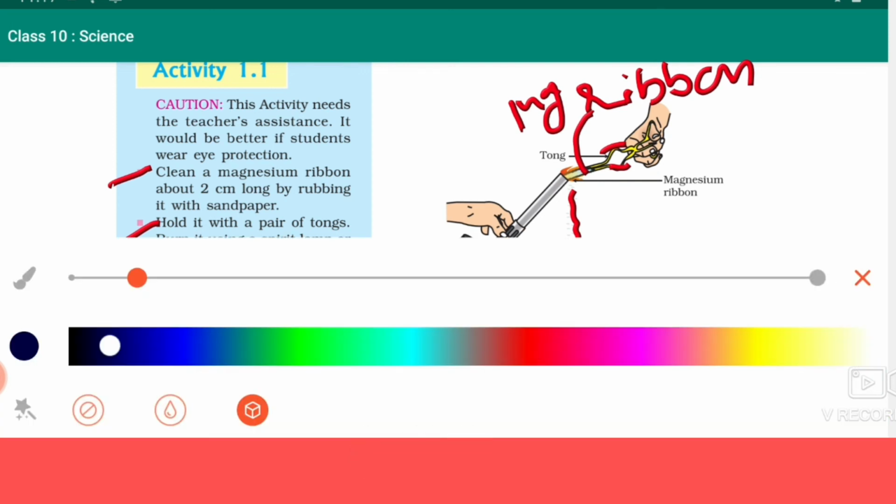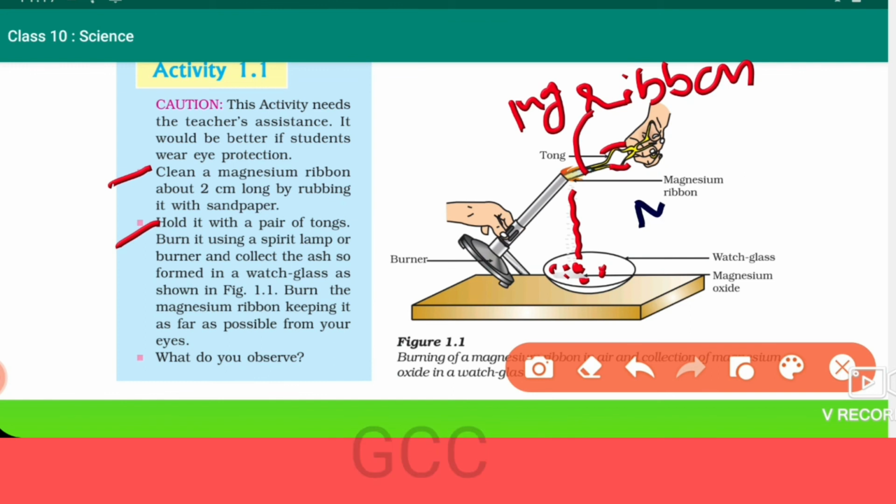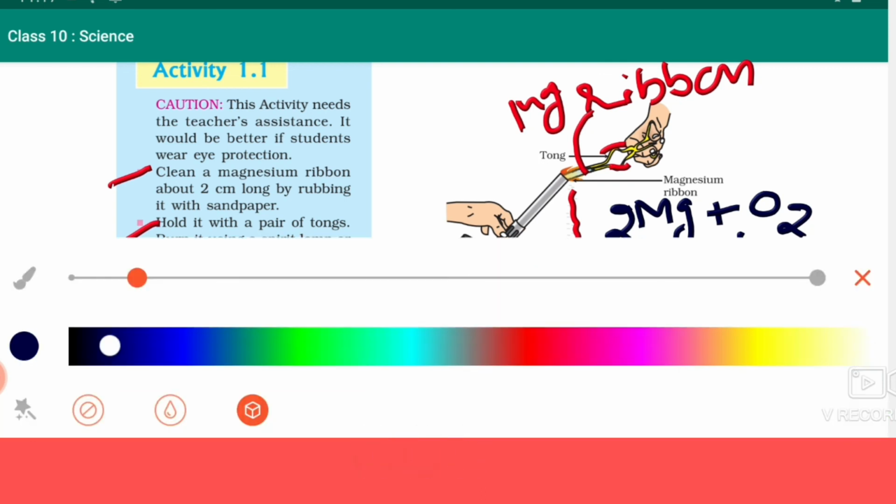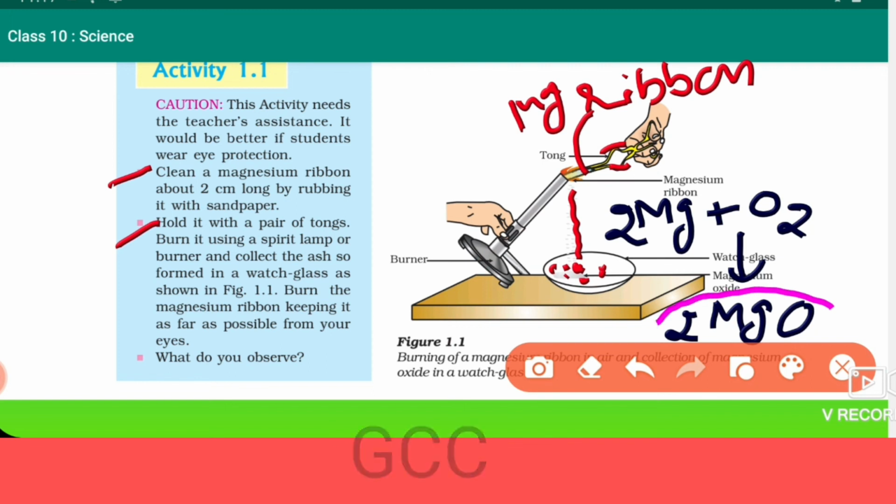Usually what we say is, this is a magnesium ribbon, Mg, burning in the presence of oxygen. And what are we forming? We are forming MgO, magnesium oxide. We have to balance this equation also. Here we have to use 2 moles, and here also 2 moles. Magnesium oxide is a white color powder. Is that clear? Magnesium is reacting with oxygen, and it is going to make magnesium oxide.